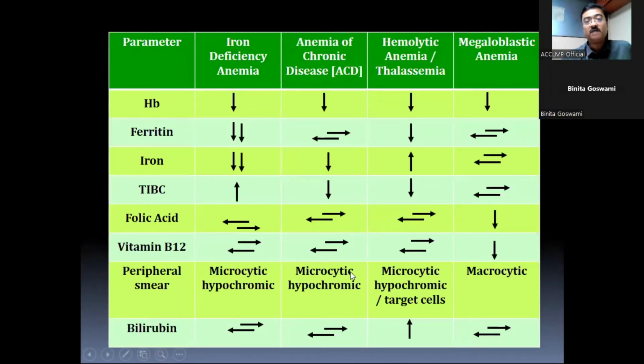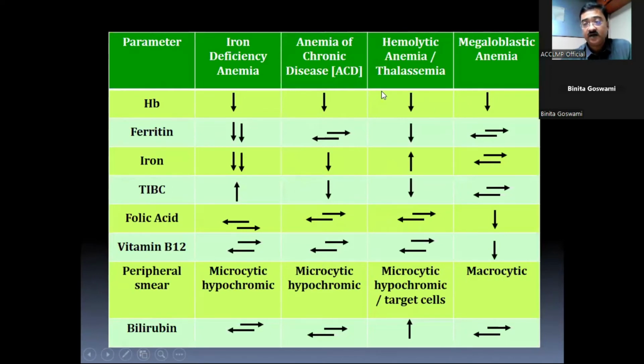Similarly, in anemia of chronic disease, we will get low hemoglobin, ferritin either raised or normal. But the most striking feature you will get is that serum iron is also low, and TIBC is also low. That is one of the cardinal features to call it anemia of chronic disease, because the peripheral smear you are getting is the same as in iron deficiency anemia.